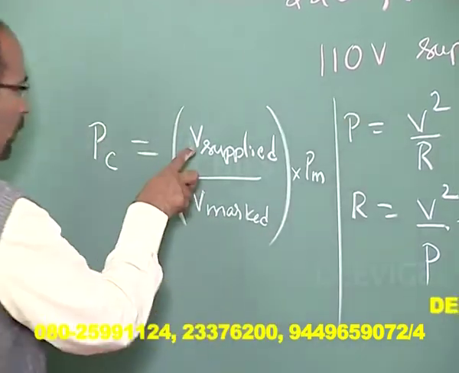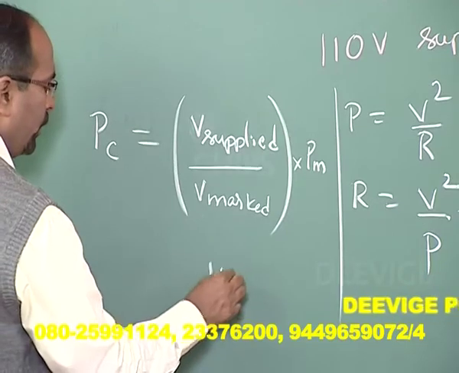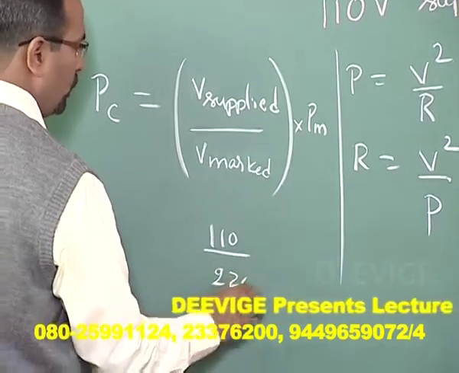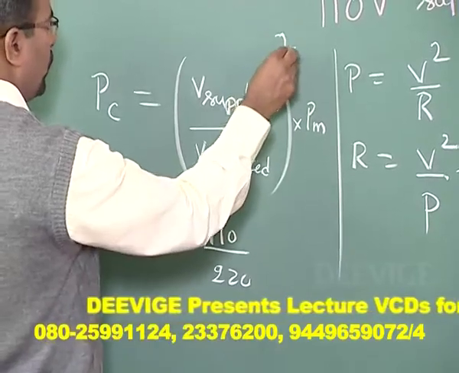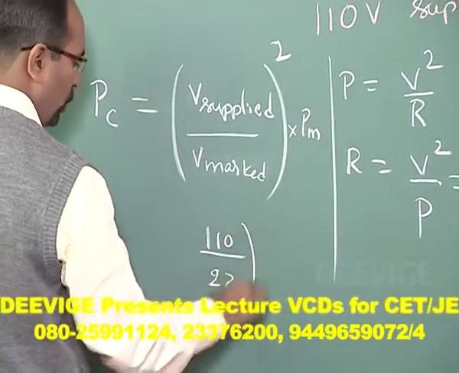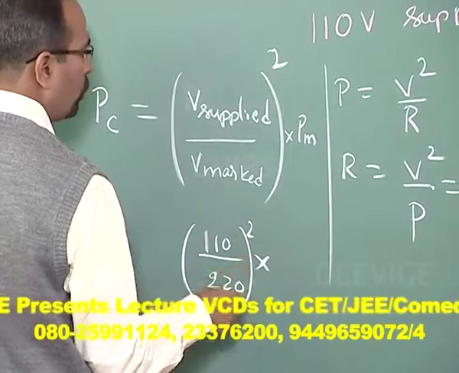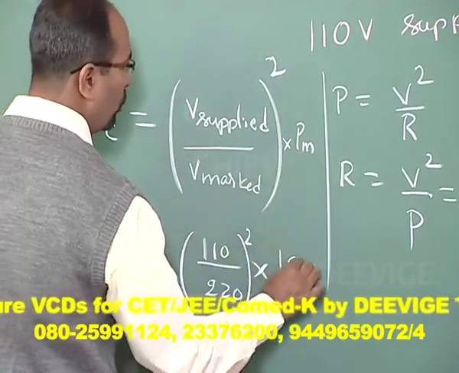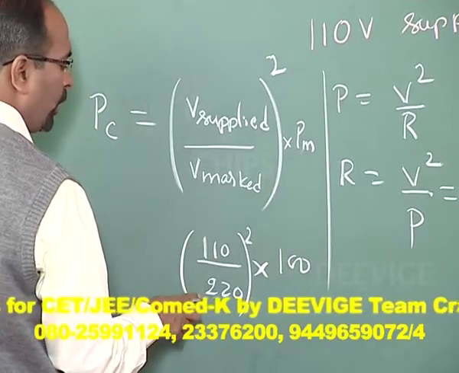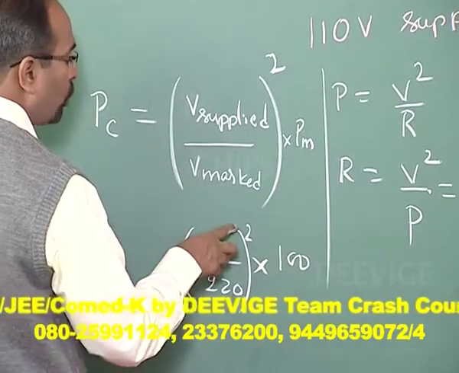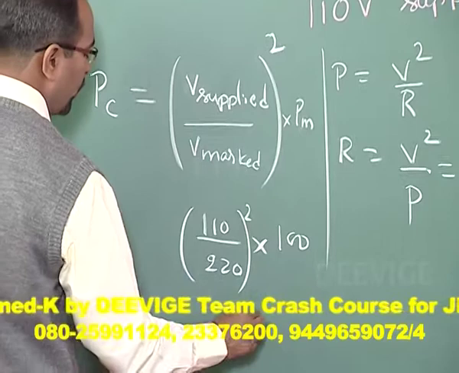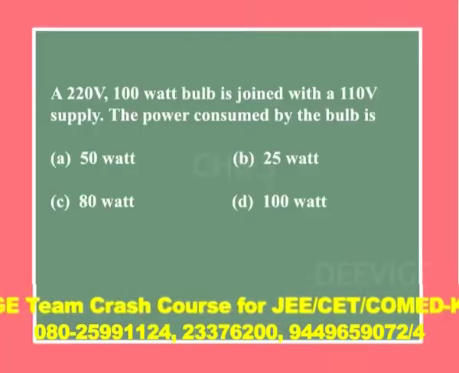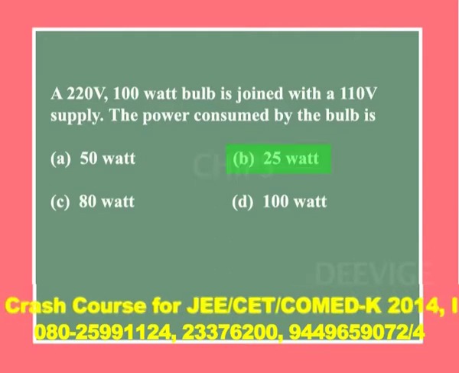That is, voltage supplied here is 110, voltage marked here is 220, whole square, of course, I forgot to write the square, right, into what is power marked in the bulb? 100. So that is 110 divided by 220 whole square into 100 will directly give you 25 watt. Therefore, option B, 25 watt is correct.